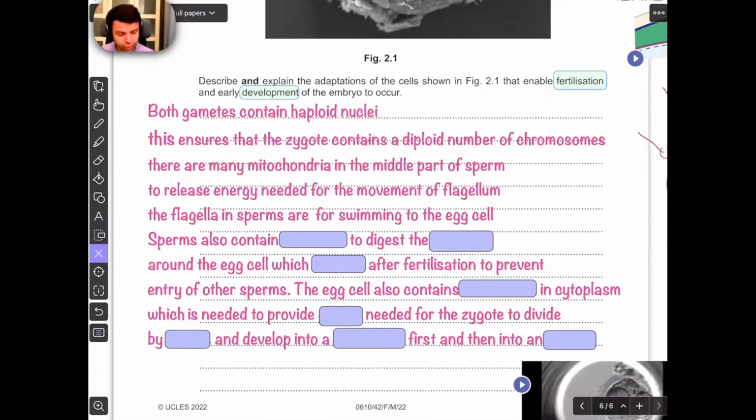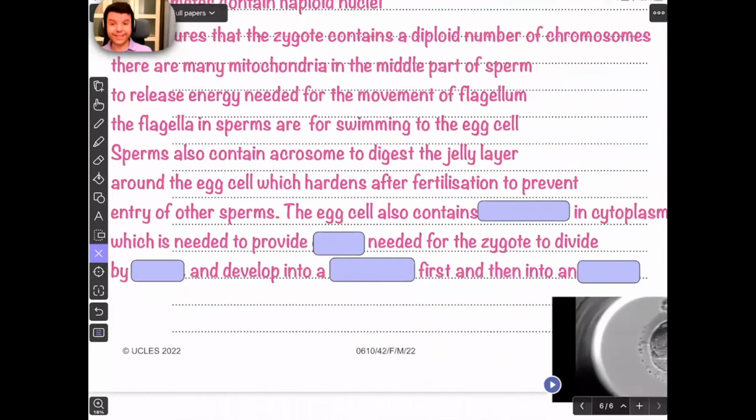Also, the tip of the sperm is special. Remember what is there on the tip of the sperm? The tip of the sperm has what we call the acrosome. It contains what? It contains enzymes to digest the jelly coat around the egg cell. Next is the jelly coat. What it does, that's the one that hardens, preventing other sperms from entering. Okay? Because if other sperms enter, then you wouldn't have that full or diploid number of chromosomes. Then fertilization will fail.